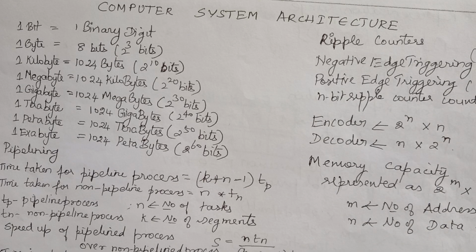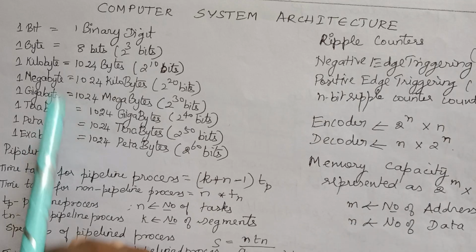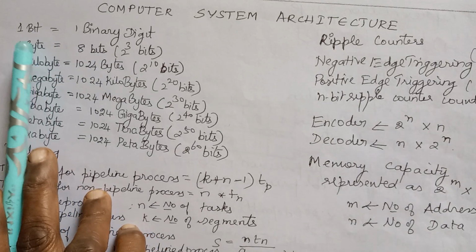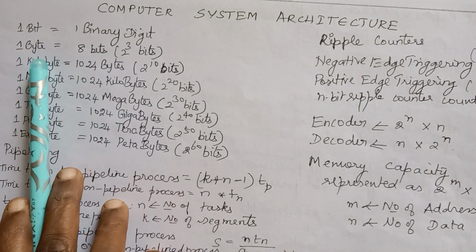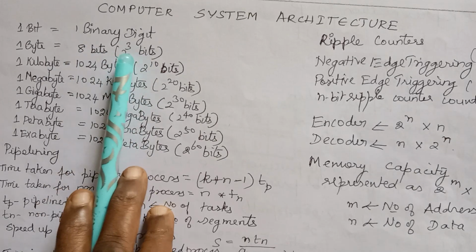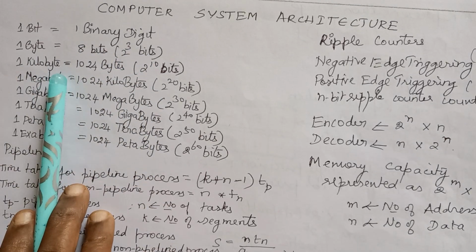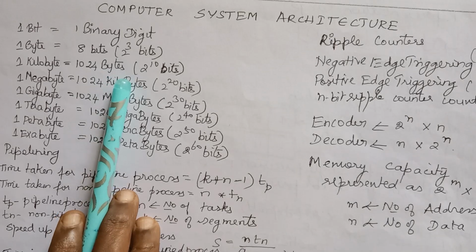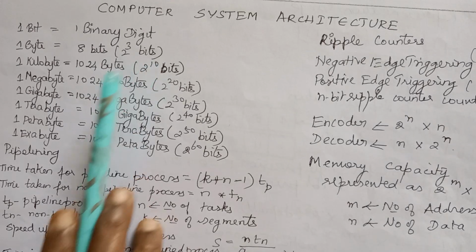Today we see some of the formulas in the second unit, that is computer system architecture. Here is a basic formula, just to know: 1 bit is 1 binary digit, so 1 byte will be 8 bits, that is 2 power 3. So 8 bits means 2 power 3 bits. Then 1 kilobyte means 1024 bytes, that you can write as 2 to the power 10.